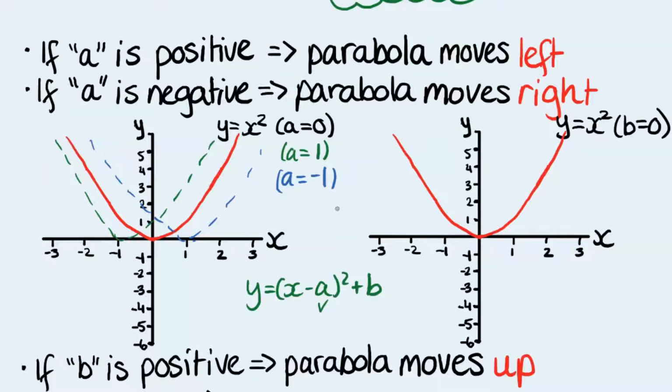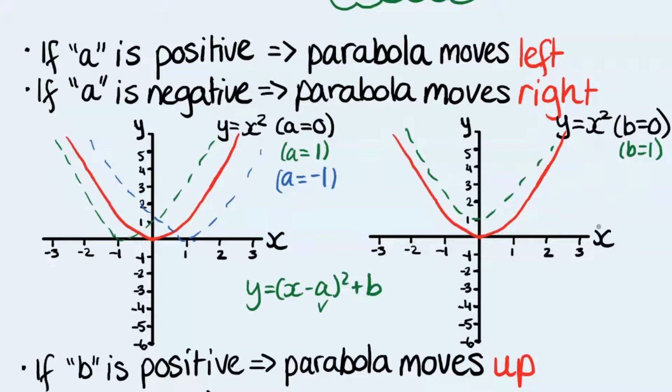So the letter A is just to do with the horizontal movement of the parabola, alright? Now we'll look at the letter B. If B is a positive number, then the parabola moves up, but if B is a negative number, then the parabola moves down. So A is to do with the horizontal movement, and the letter B is to do with the vertical movement. Let's do B is equal to 1. If B is equal to positive 1, we're moving vertically up by 1 unit. So it'll look like this.